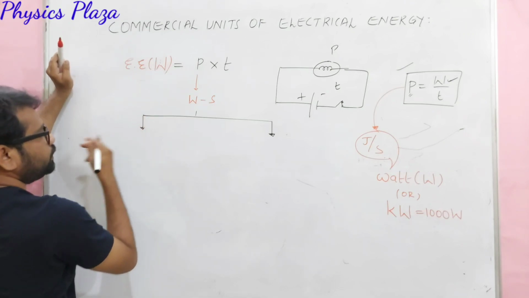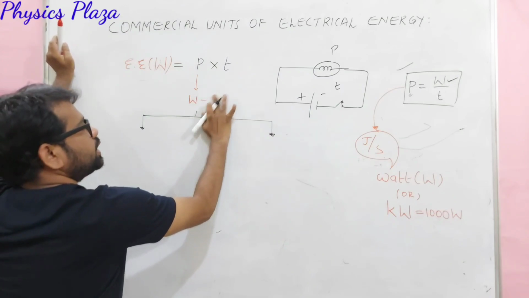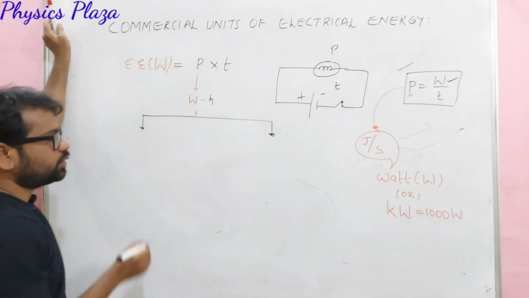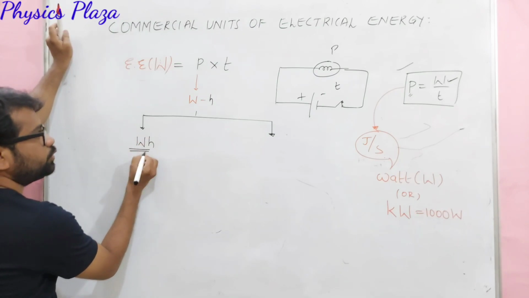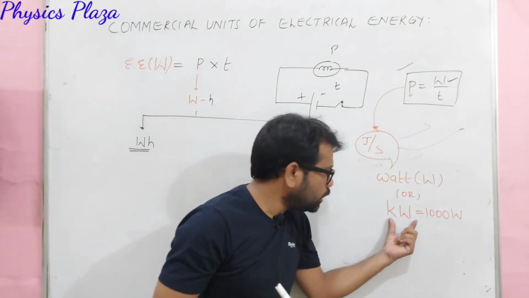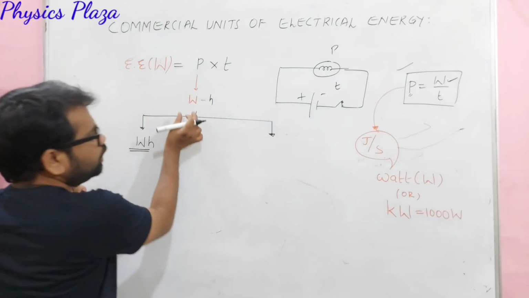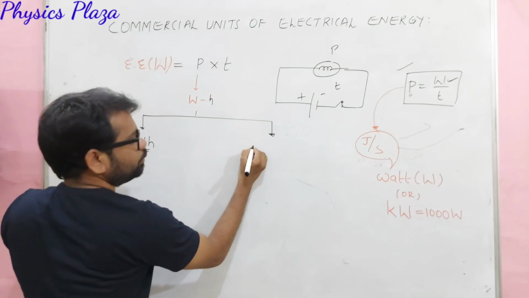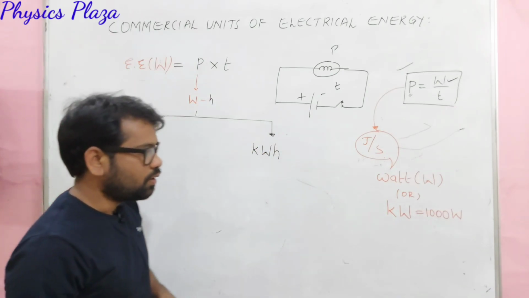Look here. When power is measured in watt and time is measured in hour, we have watt hour. Watt hour is a unit of electric energy, because kilowatt is also a unit of electrical power only. So when you take kilowatt as a unit of power, it will be kilowatt hour. Try to understand here.